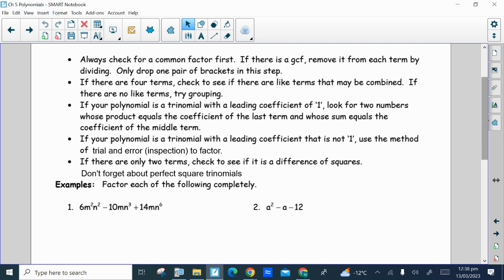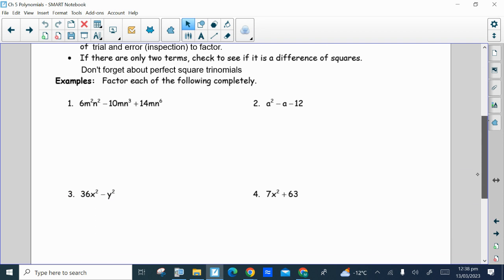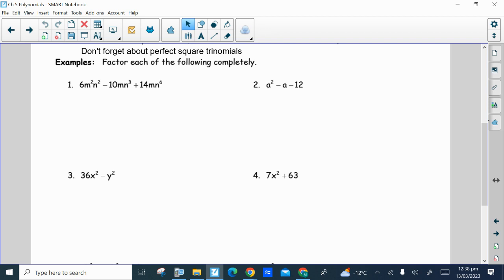If the polynomial is a trinomial with a leading coefficient of 1, that's where you look for 2 numbers that multiply together to get the coefficient of the last term and add together to get the coefficient of the middle term. So we did that. If the polynomial is a trinomial and the leading coefficient is not 1, we use the method of trial and error or inspection to factor. If there are only 2 terms, check to see if it's difference of squares. And also don't forget about perfect square trinomials. So we will see examples of all those here today. And this is what your quiz will be based on as well, just factoring different polynomials.